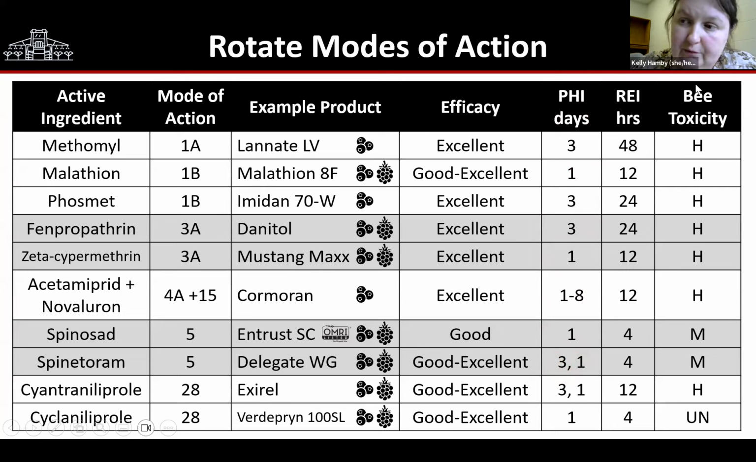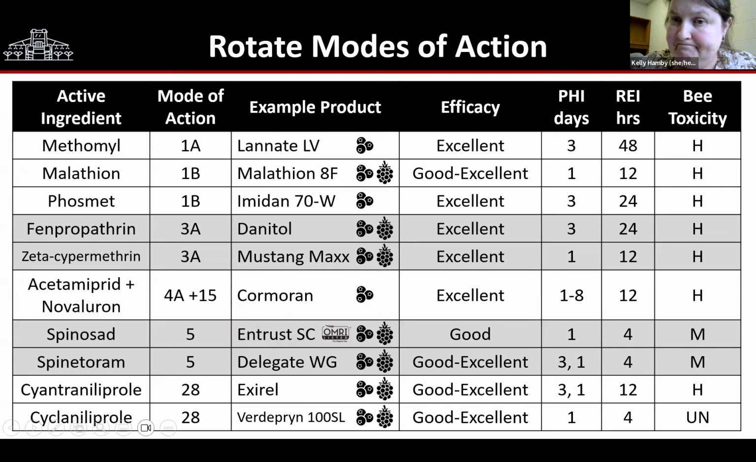And then there's also the bee toxicity ranking, or their potential hazard to bees. If it's H, it's high. If it's M, it's medium. And then we don't know what the bee toxicity ranking is for vertiprin. And as I mentioned, your most effective option for certified organic is Entrust, and it's a group 5 active ingredient.